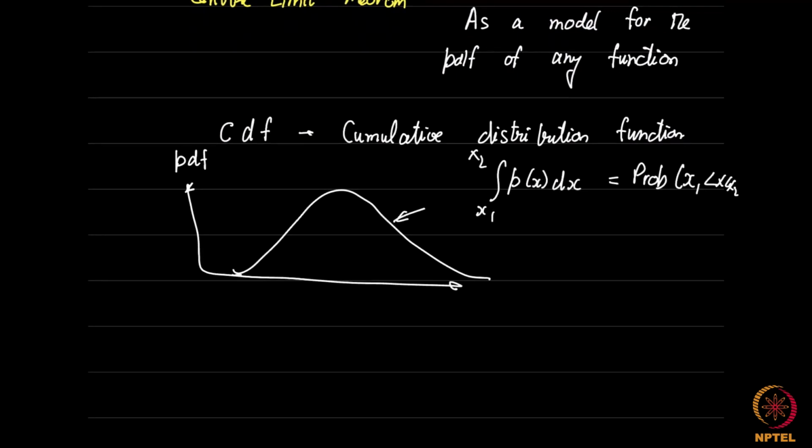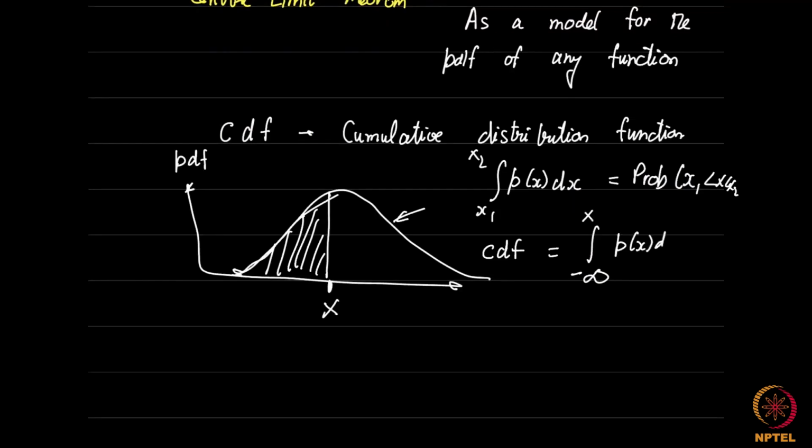If that is the case, then the cumulative distribution function is simply the integral from minus infinity to x of p of x dx. So the cumulative distribution function at x1 gives us the probability that x is less than x1. So it actually accumulates probabilities from 0 to 1. Of course, the cumulative distribution function at infinity is going to be 1.